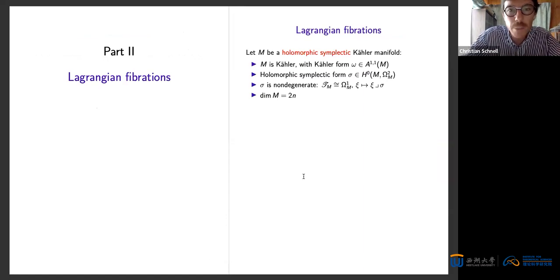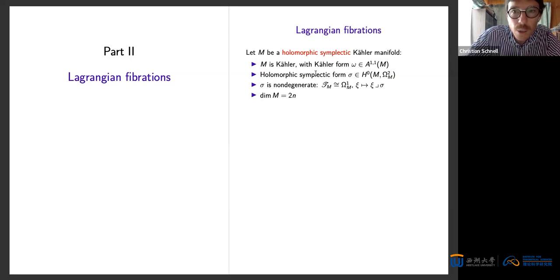The setting for a Lagrangian fibration is, I now take a Kähler manifold, which is not necessarily compact, and which doesn't have any kind of special metric on it. But what I keep from the previous section is the existence of a holomorphic symplectic form. Okay, so I will call this manifold M. M is a Kähler manifold, not necessarily compact. I'll fix a Kähler form for a Kähler metric. And then I will also assume that there's a holomorphic symplectic form. Again, this is a holomorphic form, which is non-degenerate and gives an isomorphism between the tangent and the cotangent bundle. And again, because of this symplectic form, the dimension is necessarily even. So the dimension will be 2n.